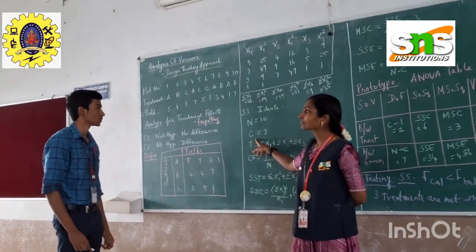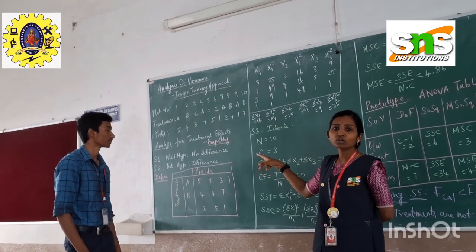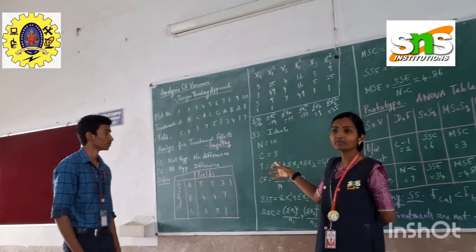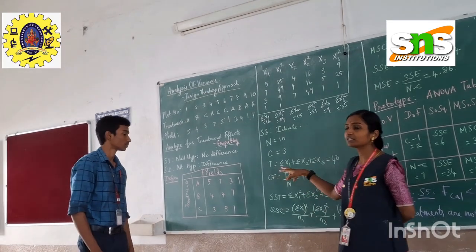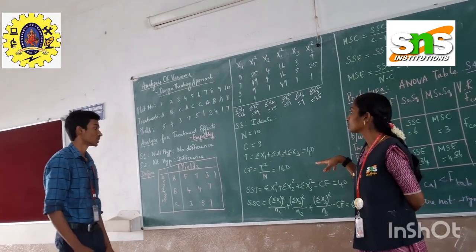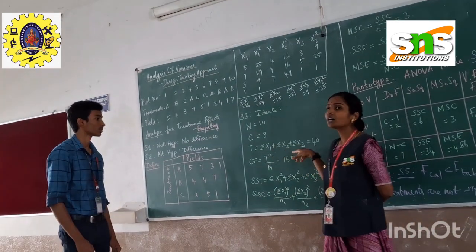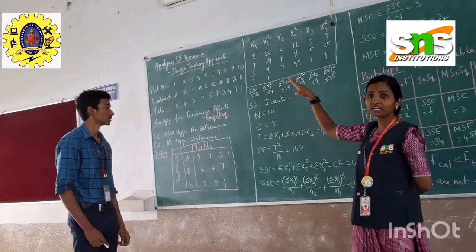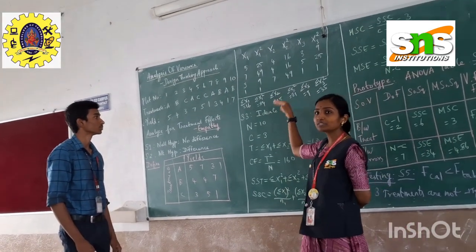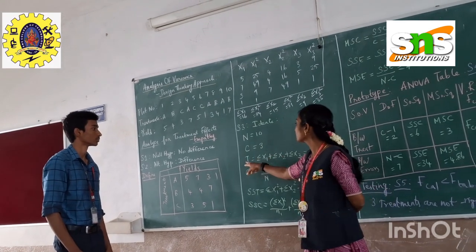Second one is C equal to 3. C is the number of columns here. How many columns do we have? 3, and that is what we have mentioned. And what is T here? Next thing is T, the sum of all the summations. Sum of all the observations here. So how many observations are here? Here we have three columns of observations, and all of the summations are put together under this formula T.